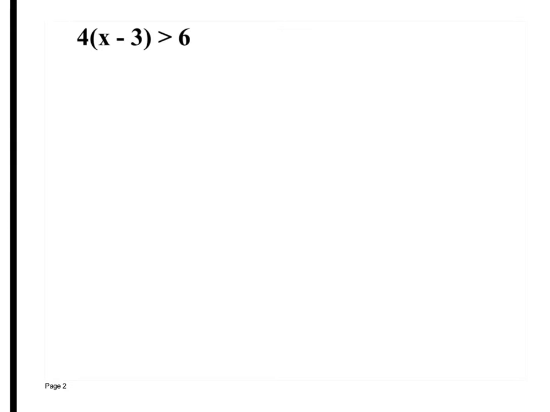Now we're going to solve a multiple step inequality. Do we do anything different than if it was an equal sign there? No. As long as we don't multiply or divide by a negative number, nothing changes. So I divide both sides by 4 first, because that would be the last step you would do in timesing by 4. So I have x minus 3 is greater than 6 over 4.